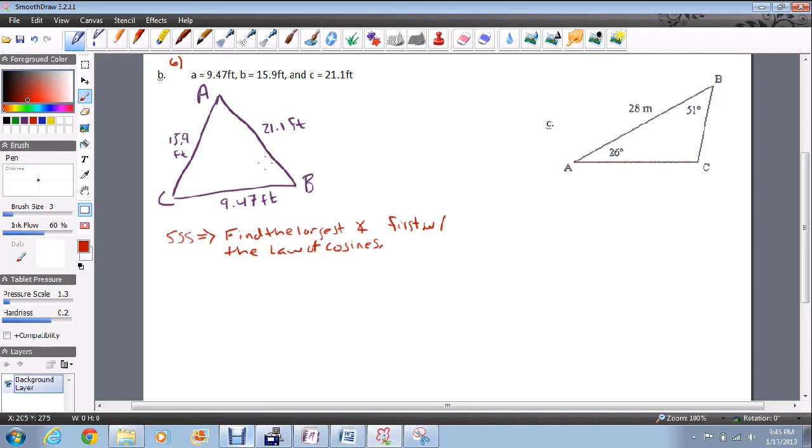Well, the largest side is 21.1 feet. That's, I think, pretty obvious. So that means that the largest angle is directly across from it, angle C. So if I manipulate the law of cosines formula for angle C, I have big C, or angle C, is equal to cosine inverse of this big fraction: C squared minus A squared minus B squared, divided by negative 2AB.